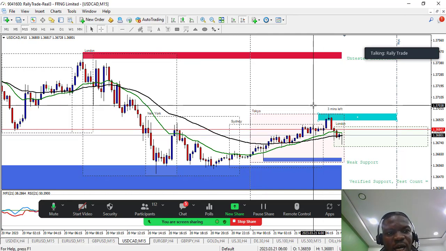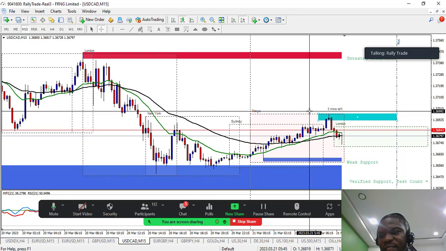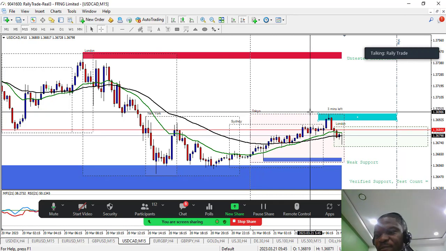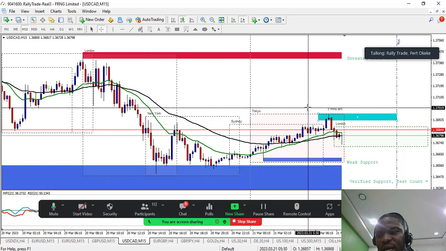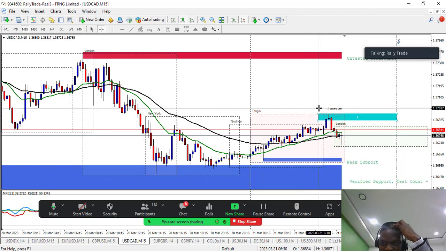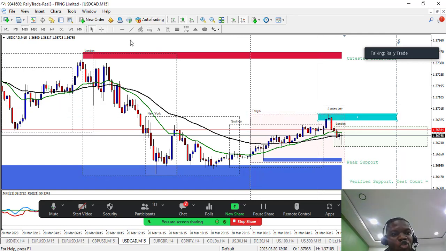Please, this is USD CAD, 15 minutes time frame. If this market can trade above this level, look towards your right hand side and you'll see the price, around 1.36 to 1.37. From 1.36 to 1.37, I would like to do a buy. What if this market pushes down to the downside like this? Then I would like to use a buy limit.